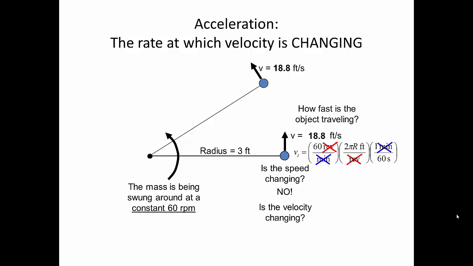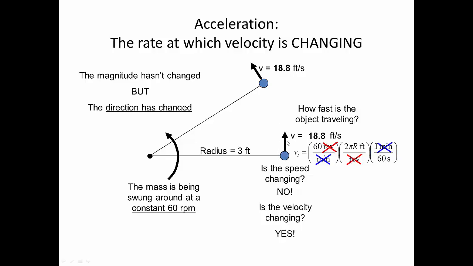Is the velocity changing? Yes, in this case, the velocity is changing. The magnitude hasn't changed. The magnitude is still 18.8 feet per second, but the direction has changed. If you think of this in terms of x and y coordinates, in this case, the x-velocity is 0, and the y-velocity is 18.8. But in this condition, we now have a component of the velocity that's in the x direction and a component of the velocity in the y direction.